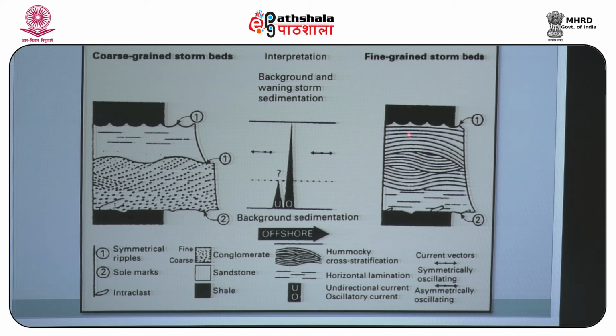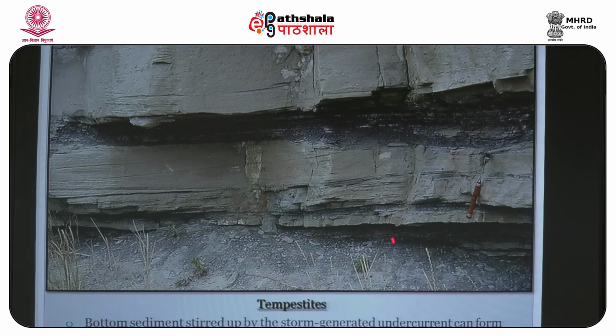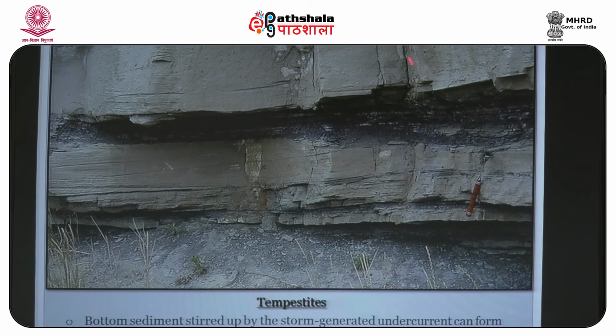In case of fine grained storm beds, the whole succession of tempestites is more developed. The hummocky cross stratifications that get developed are usually found in these kinds of fine grained storm beds, which are devoid of any coarse materials. This is a figure of a typical tempestite. These are two tempestites.